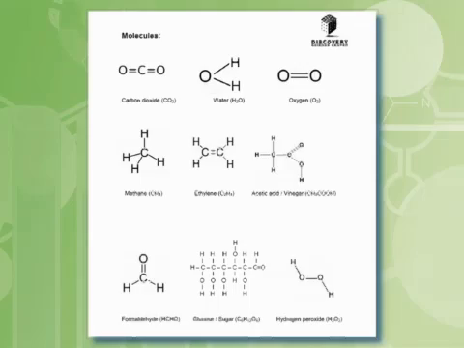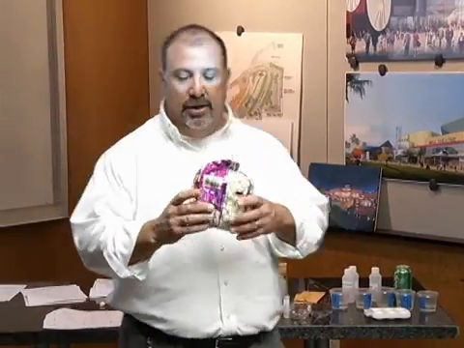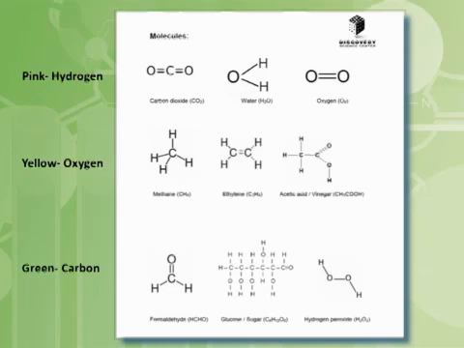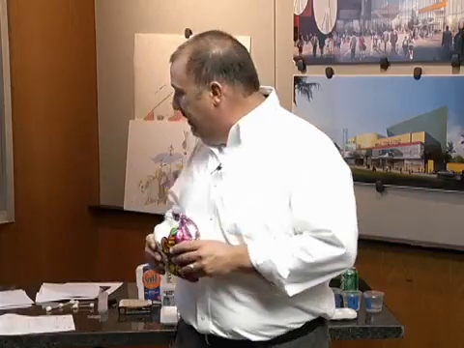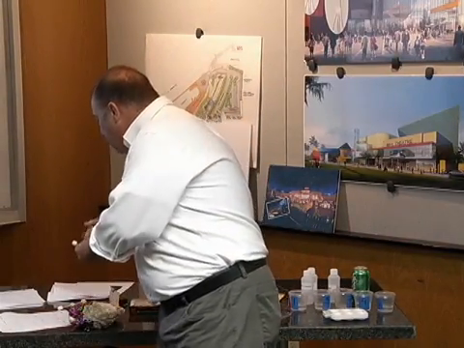We're going to do it in an orderly fashion. We are going to make sure that the students are making them according to color. So our pink marshmallows are going to be our hydrogen, our yellow marshmallows are going to be our oxygen, and our green marshmallows are going to be our carbon atoms. They're going to follow this chart and see if they can make some molecules. Now what I did is I made a couple simple molecules.